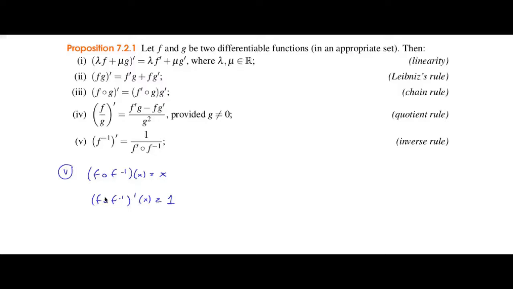But in order to compute the left side, we need to apply the chain rule. So this is f prime composed with f inverse, times the derivative of f inverse at x, equal to 1. Now if we solve for this, the derivative of f inverse is going to be 1 divided by f prime composed with f inverse, okay? So it's like f prime evaluated at the inverse of that point.